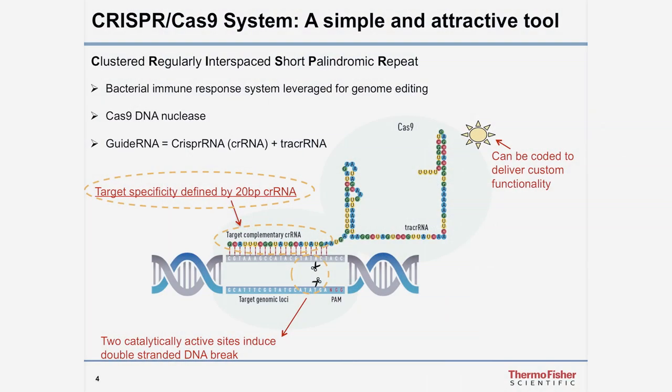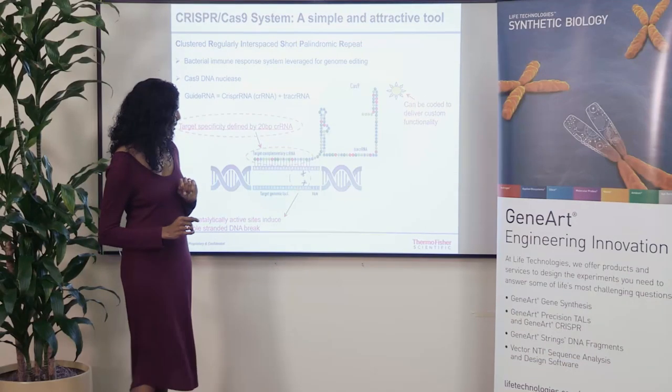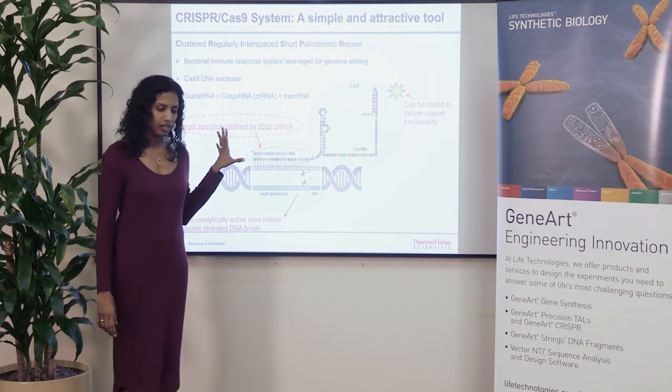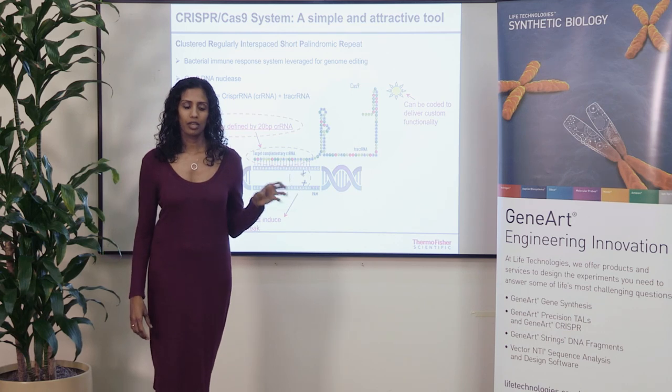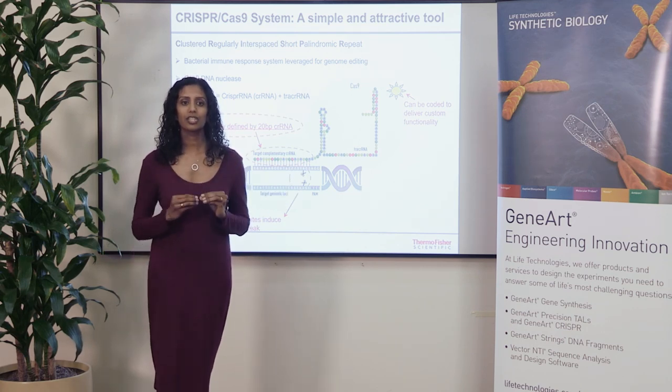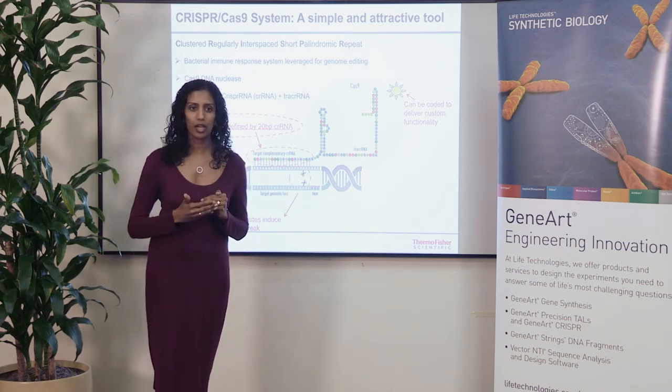That's where I would like to introduce the CRISPR-Cas9 technology. It's very elegant because it's simple to design, and you will see that in the next slide, and why it is simple, and why most of the researchers are now shifting towards this technology. Shown here is the CRISPR-Cas9 system. This originally is a bacterial acquired immune system that bacteria leverage to fight against invading viral nucleic acid.